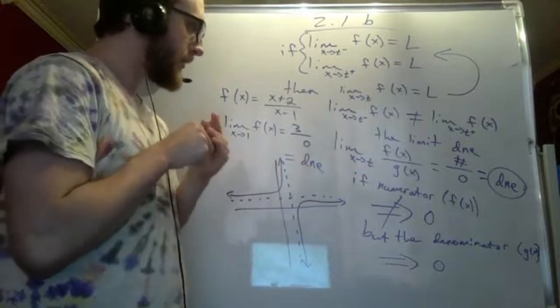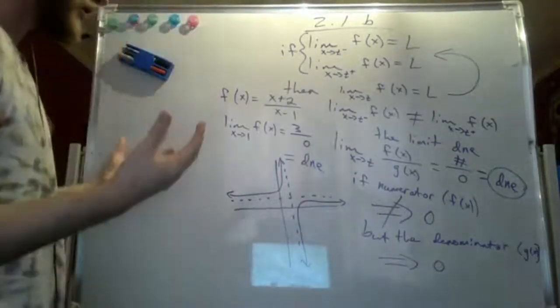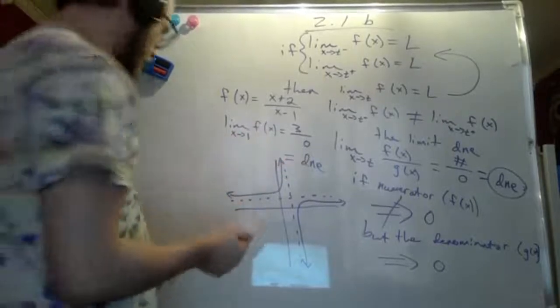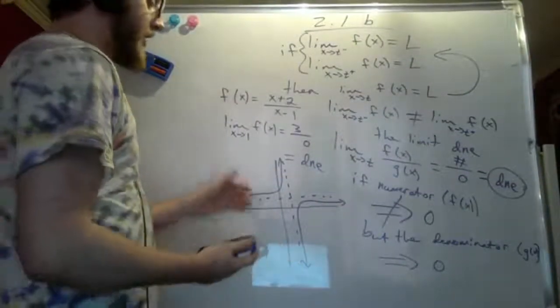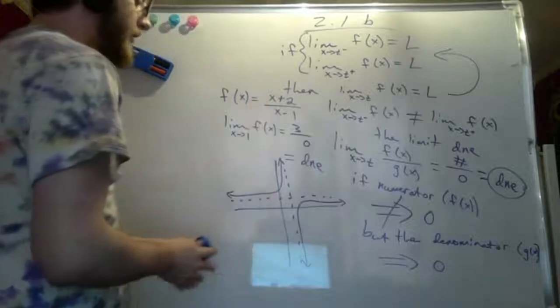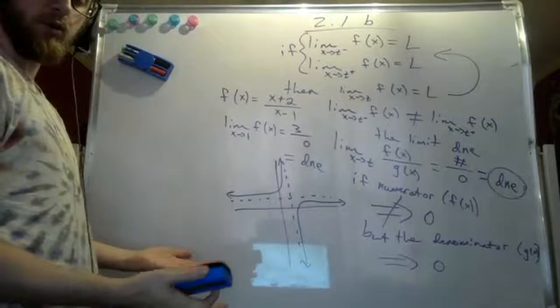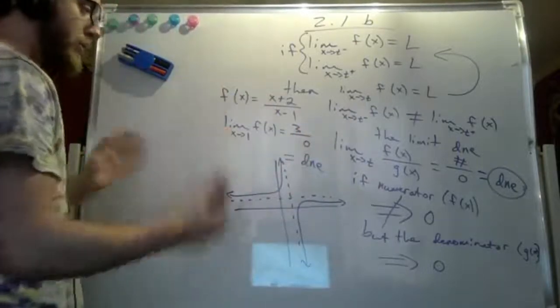So keep that in mind as we move forward. The last thing, well, two more things I want to talk about in 2.1b. The next thing we want to discuss is, obviously in this case the limit doesn't exist because one is going to positive infinity, one is going to negative infinity, but so what? What if they're both going in the same direction? What if they both go to positive infinity?